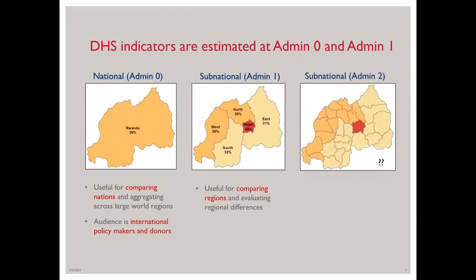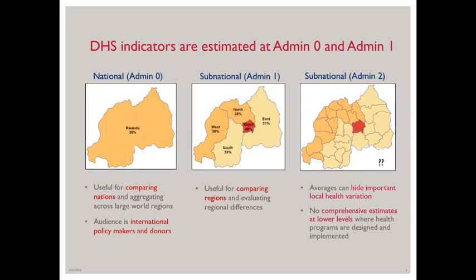So while DHS surveys generally provide estimates at Admin 0 and Admin 1, they are not generally designed to provide estimates at the Admin 2 level. Therefore, the only information we have about an Admin 2 is the average of the Admin 1 in which the Admin 2 is located. However, we know that averages can hide important local health variation.